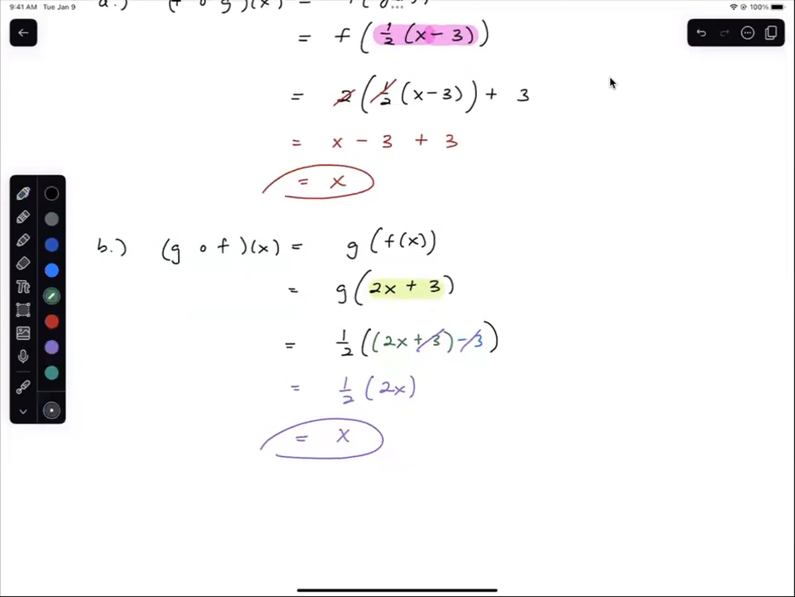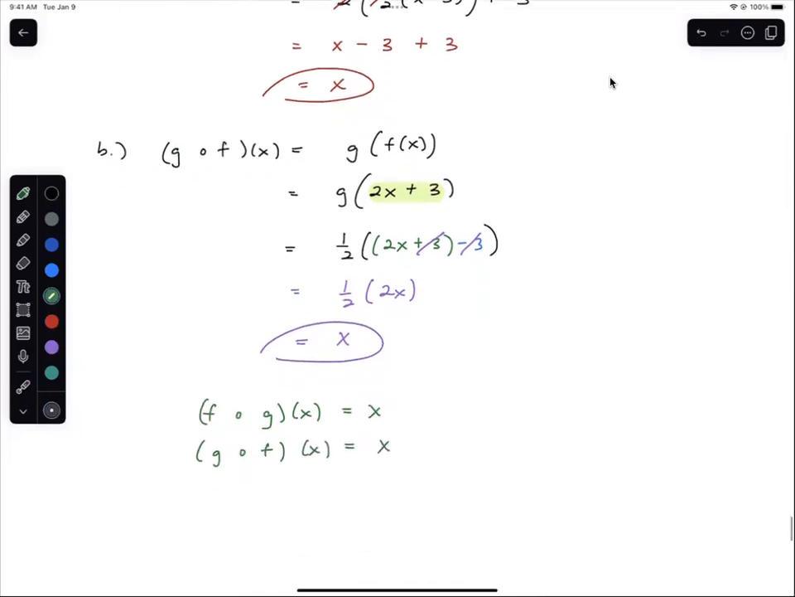So here, f composed of g of x equals x, and g composed of f of x is equal to x. Because they equal the same thing, that means that f composed of g of x is equal to g composed of f of x, which is something that is going to be very important in the next section.